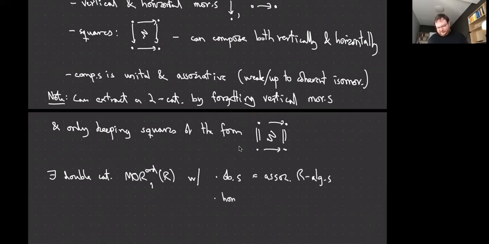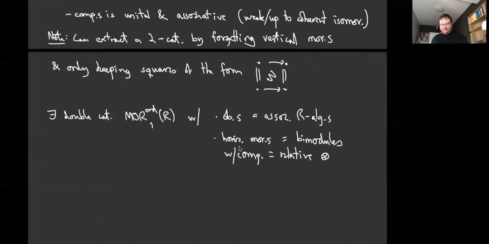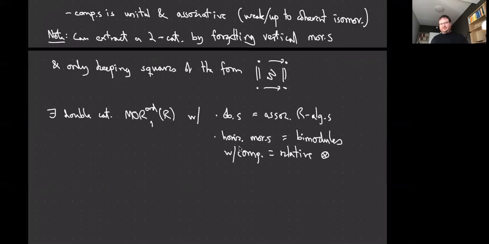The horizontal morphisms are bimodules, with composition being a relative tensor product. Here it has to be weak in this direction because the relative tensor product is not strictly associative, but only associative up to isomorphism. So that's a good example to think of to see where this weakness comes from and why we need it.